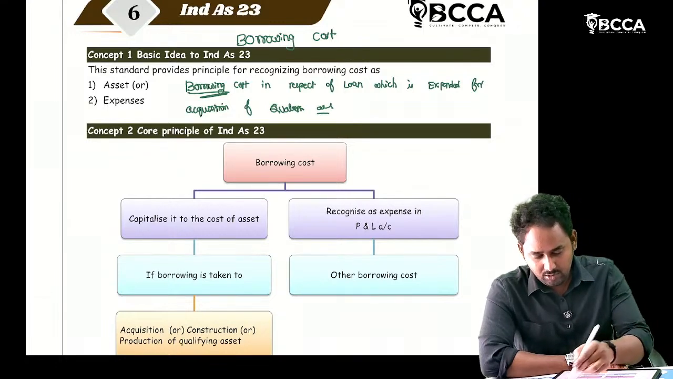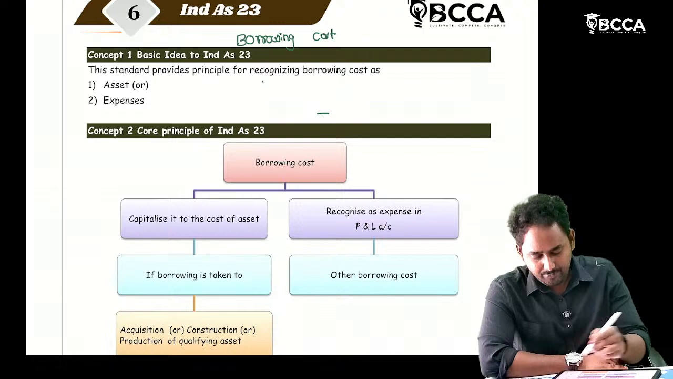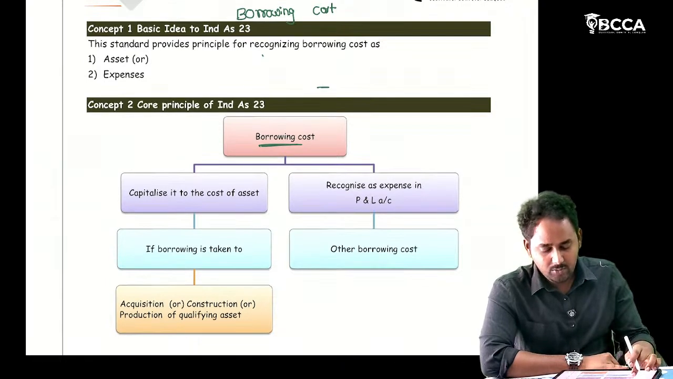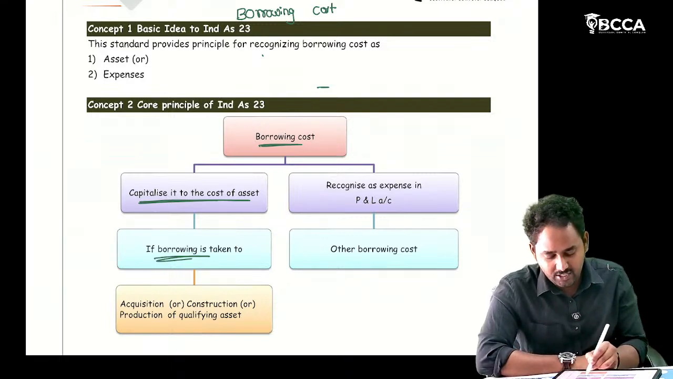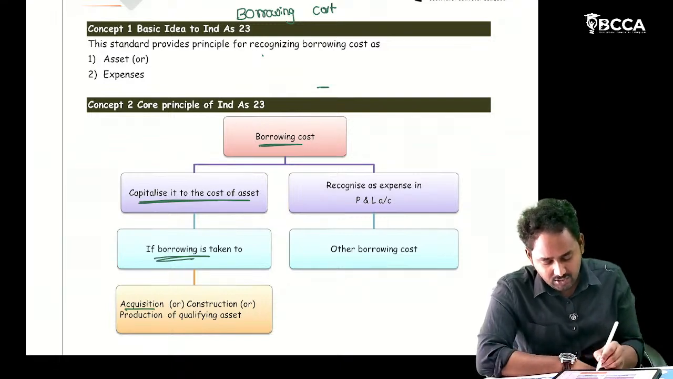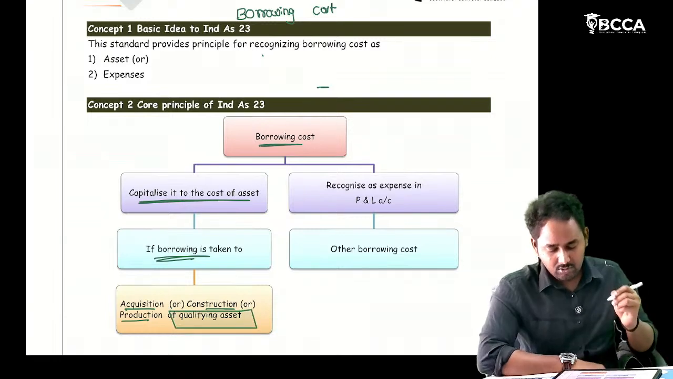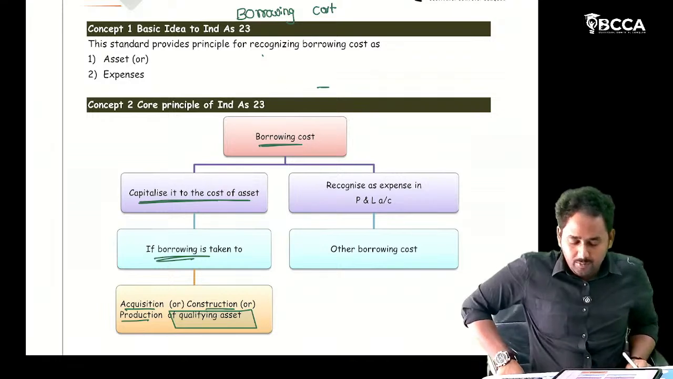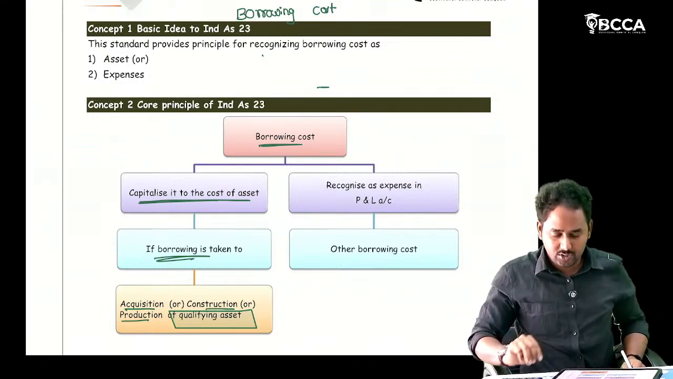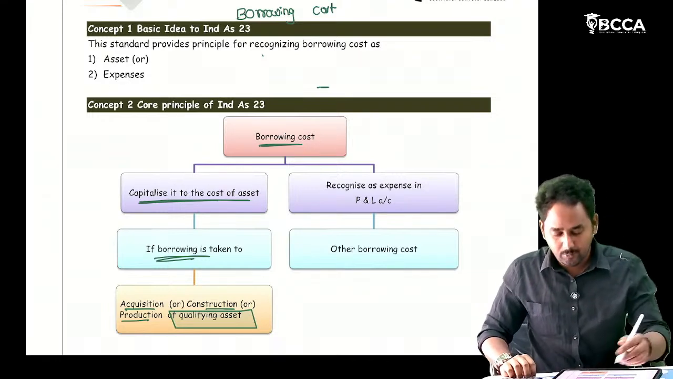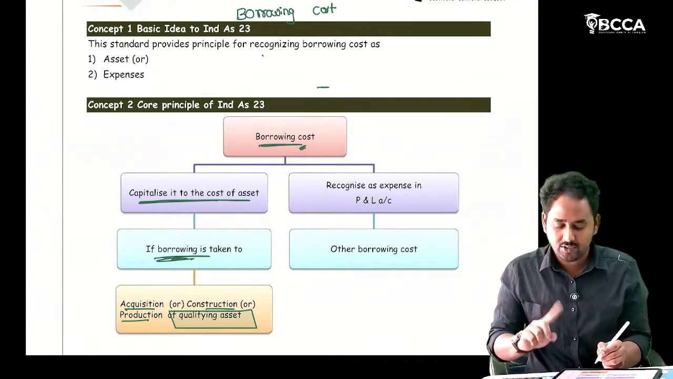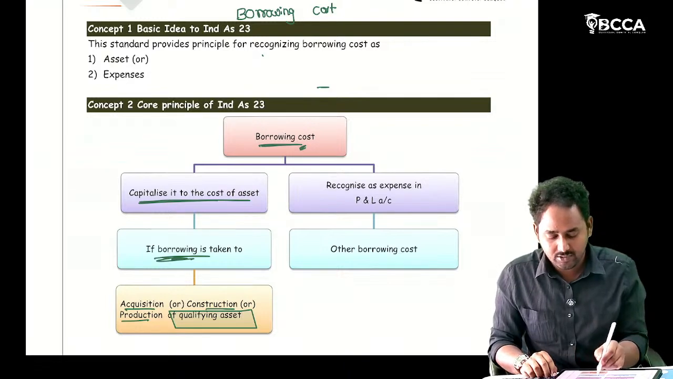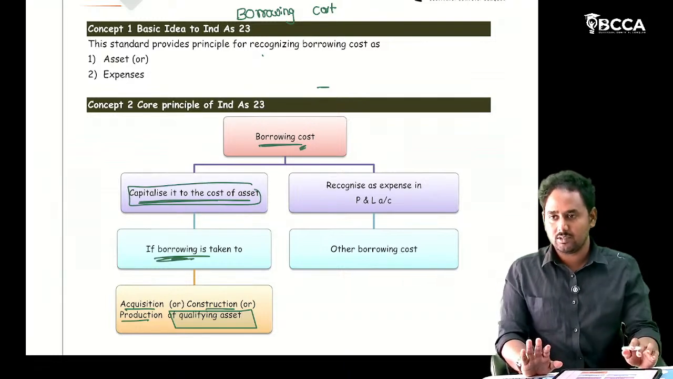So here, the borrowing cost should be capitalized to the cost of the asset provided the borrowing is taken for the acquisition, construction or production of a qualifying asset. If the borrowing is taken for the purpose of acquisition, construction or production of the qualifying asset, then the borrowing cost in respect of such borrowing should be capitalized to the cost of the asset. It means added to the cost of the asset.